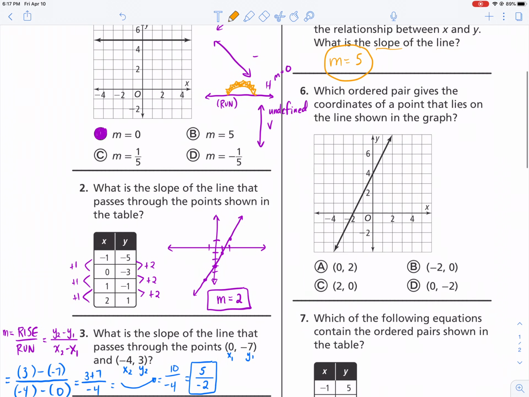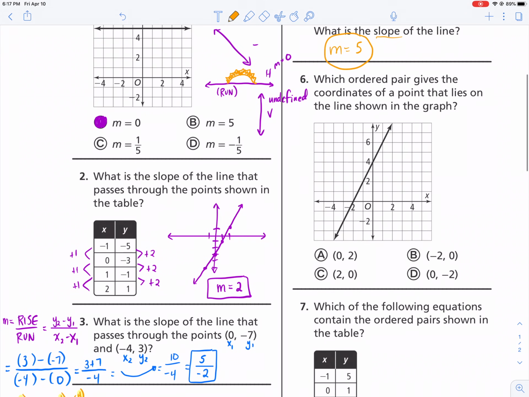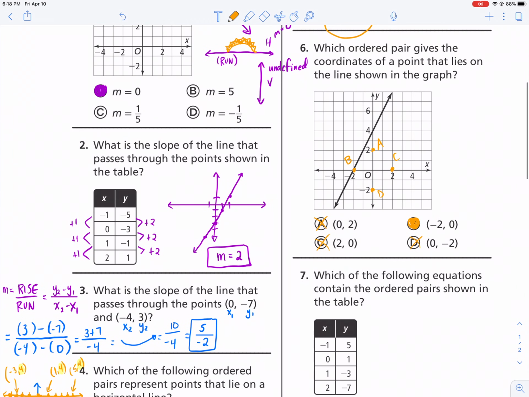Okay, if I look at number 6, number 6 is which ordered pair gives the coordinates of a point that lie on the line shown in the graph. So this one we just got to plot them all. So I'm going to label them based off of the multiple choice answer. So if I do A, it's 0, 2. So we say, okay, that one doesn't work. If I do C, 2, 0, that one doesn't work. If I do D, 0, negative 2, that one doesn't work. And lastly B, negative 2, 0. And I say, oh, B is on my line. Okay, so a lot of this is just review, just skills that we've done before.